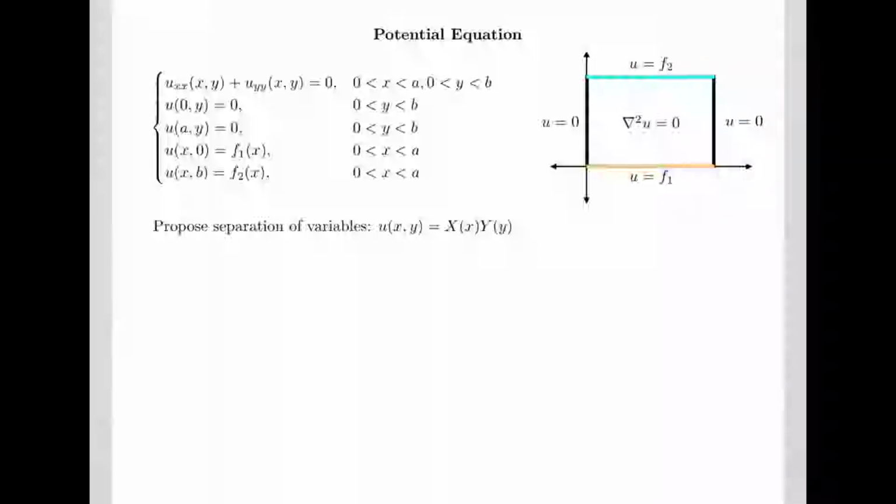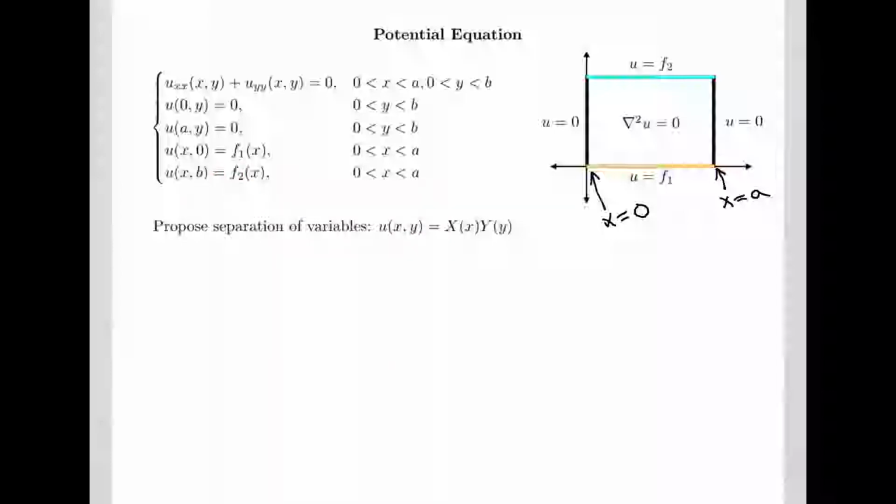rectangle. But we're going to focus on the case today where at x equals 0, the boundary, we have our function equals 0, and at x equals a, we also have the boundary that the function equals 0. So at the boundary at x equals 0, we have our function equals 0 as one of our boundary conditions, and at x equals a, we have our second boundary condition. Whereas for our boundary when y equals 0, we have an arbitrary function, and when y equals b, we have a second arbitrary function.